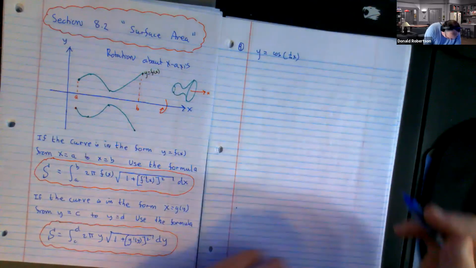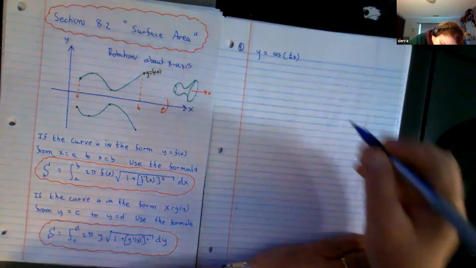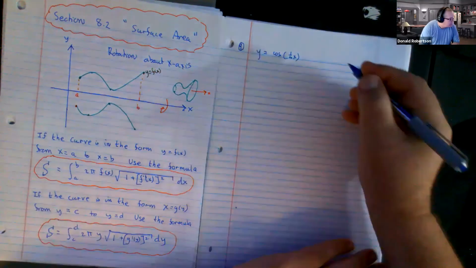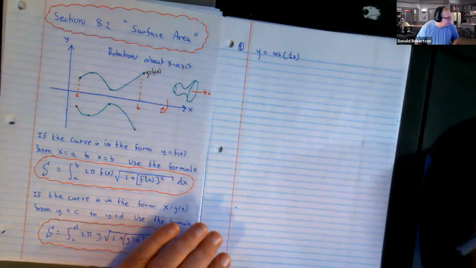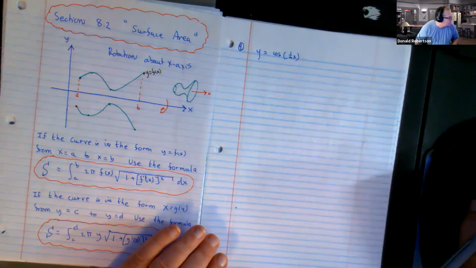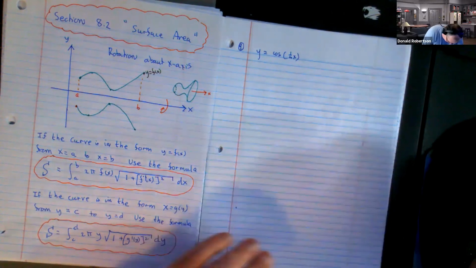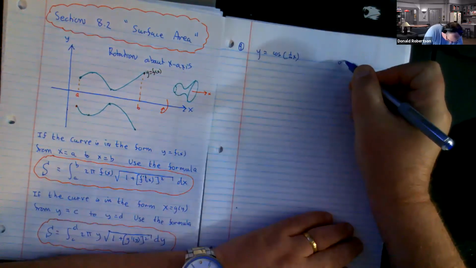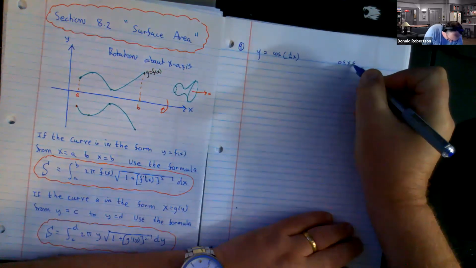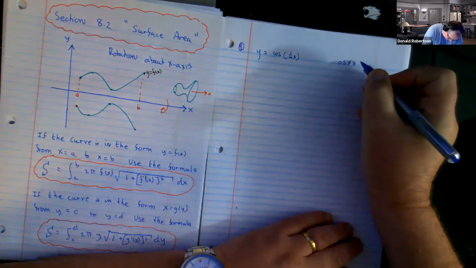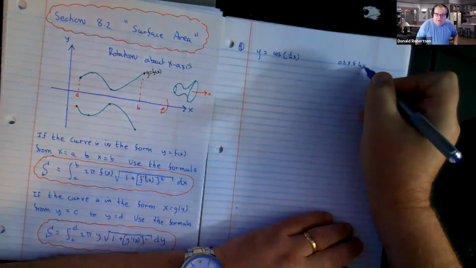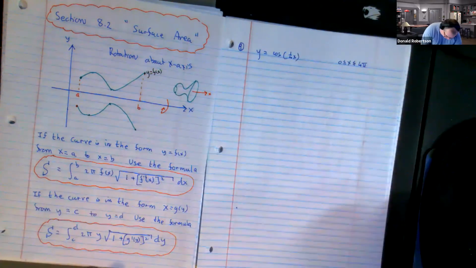So anyway, there's the function. We're going to do it. I have no idea where we're going to do it. We're going to do it from what to what? From something to 2 pi. Okay. From x equals 0 to, say, 4 pi. Yeah, that'll do. And it's rotation about the x-axis.